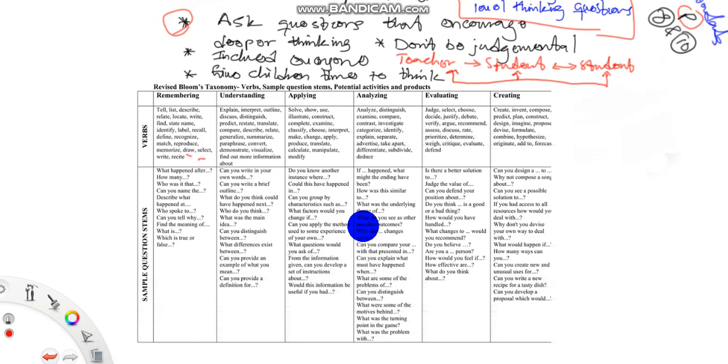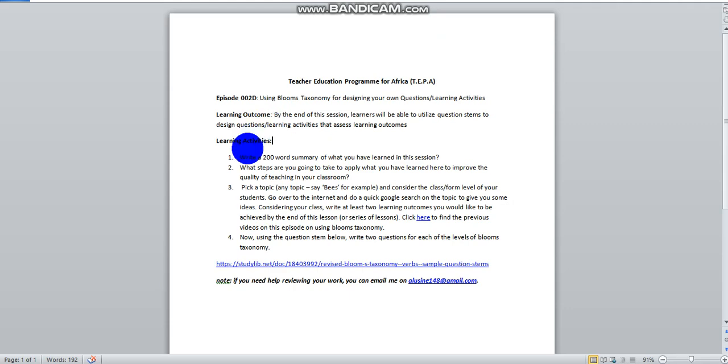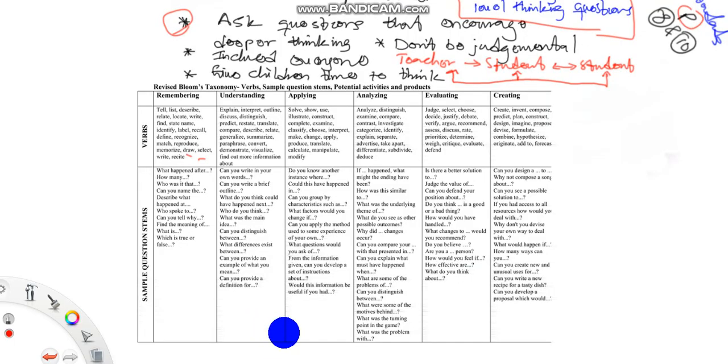But not just remembering, you can also come to understanding. Ask children to interpret something, to distinguish what the differences are between this and that. Describe. You can ask children to summarize something, like I asked you this question here, if you can see. I say, write a 200-word summary of what you have learned in this session. So this helps to solidify your understanding, to see whether or not you've understood the concepts of this session.